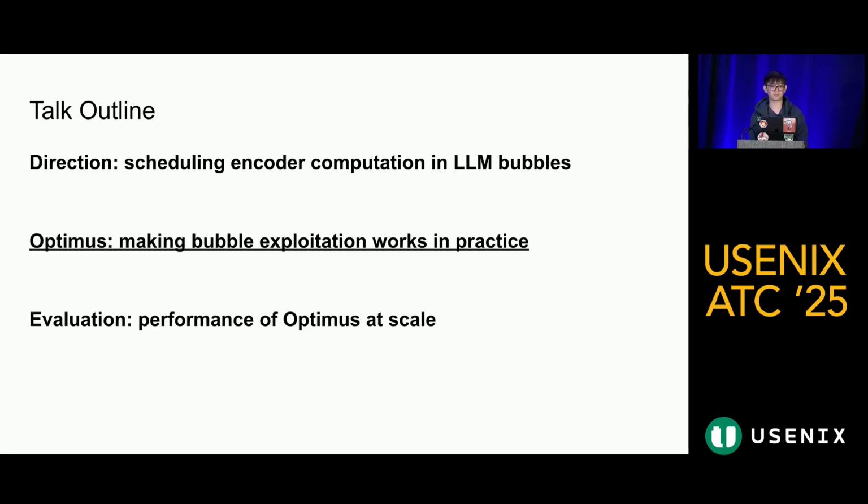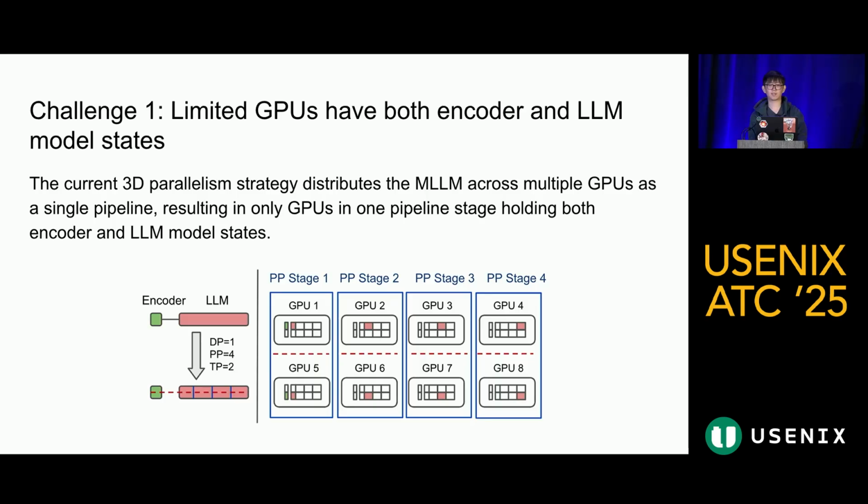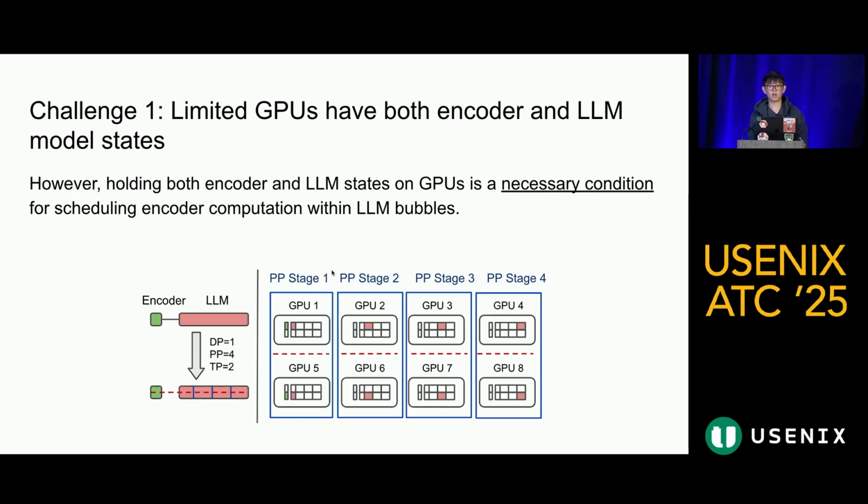The first challenge we see is that the current 3D parallelism strategy makes only a limited number of GPUs have both encoder and LLM model states. For example, the 3D parallelism strategy will divide the model as a single pipeline. They will place the encoder into the first pipeline stage. So only the first pipeline stage will have both encoder and LLM model states, while other stages will only have LLM model states. However, holding both states is a necessary condition for scheduling encoder computation within the LLM bubble.